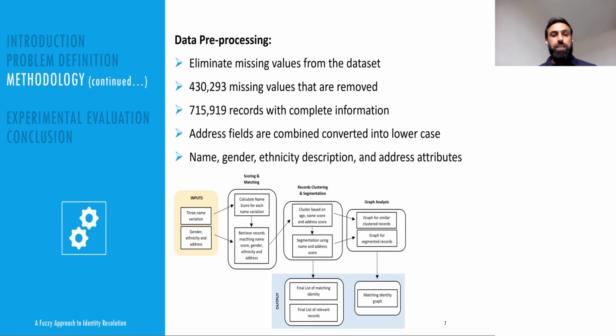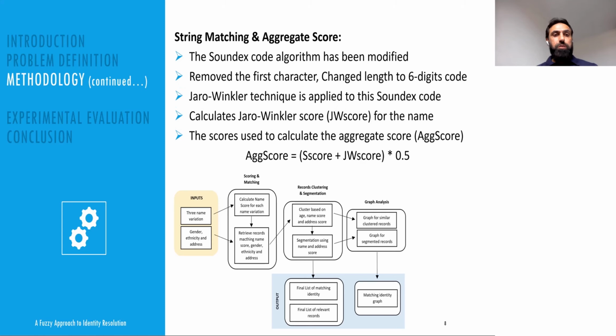Within the data set, the address field was a combination of 3 or 4 different fields, and all those fields were combined into one. And then the text was converted into lowercase. Next is the step where we do the string matching and generate the aggregate score. The Soundex algorithm was modified from a 4-digit code to a 6-digit code, where the first character of the name from the Soundex code was removed to form the 6-digit numerical code.